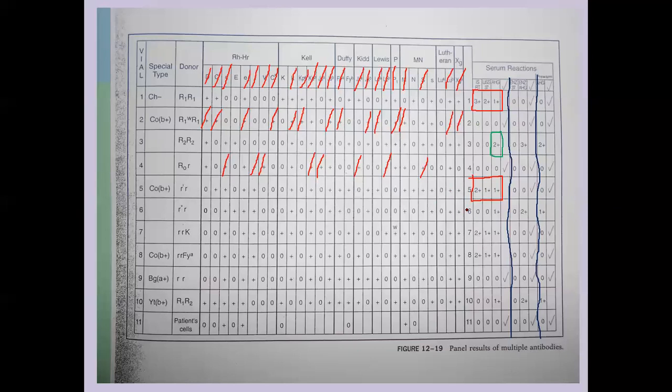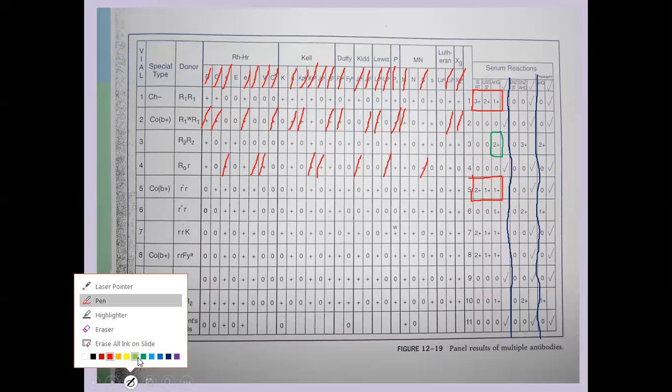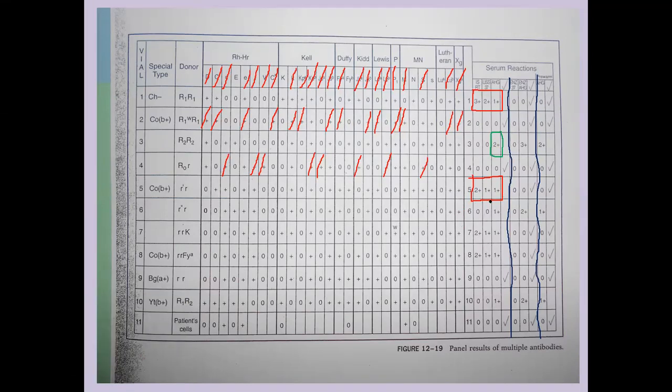Okay, so when we look at cell 6, excuse me, we can see we cannot use cell 6, okay? And when we look at the pattern of reactivity of cell 6, we see negative at room temperature, negative at 37, but we're seeing a 1+ reactivity with AHG. So this is matching the pattern of reactivity that we see with cell 3. So I'm going to change my pen to the other color and highlight it green. Right.